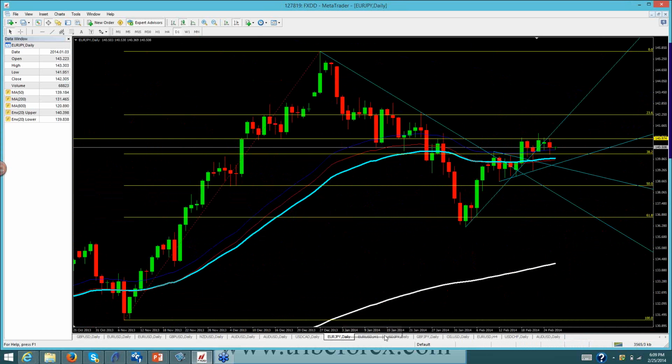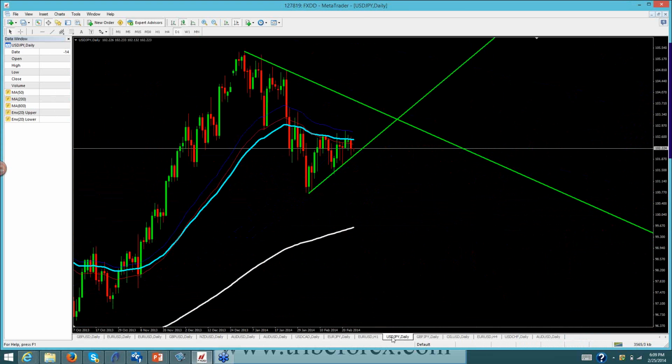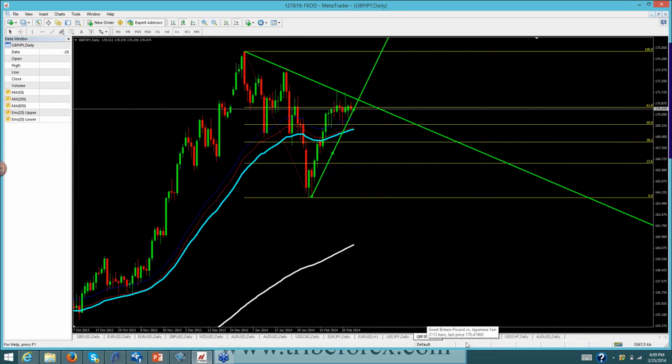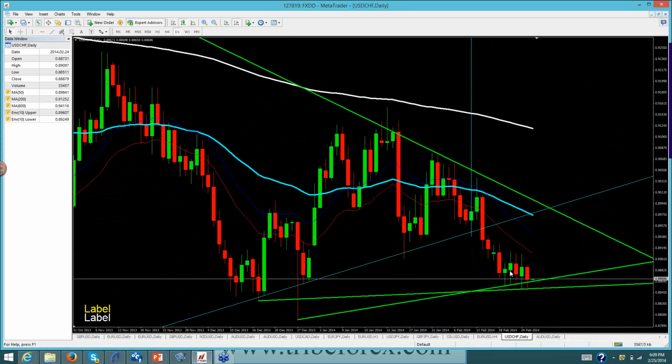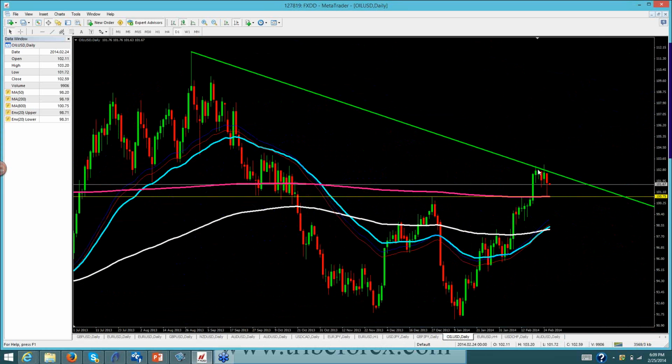Euro yen, we're going to play consolidation. Dollar yen, we're going to look for a buy if it gets down to the 102.00 area. Pound yen, looking for a buy there, and the dollar Swiss once again is a buy on the dollar Swiss as well. And that is it.